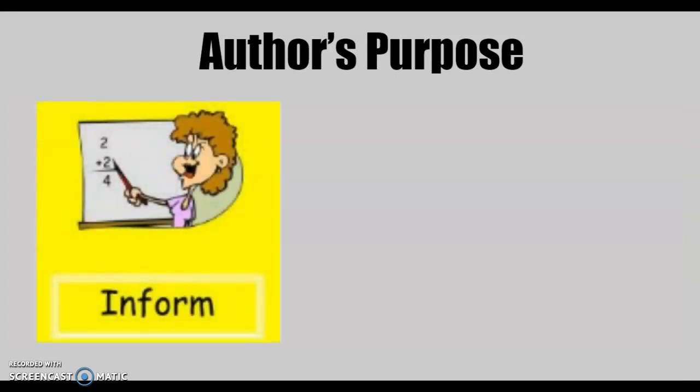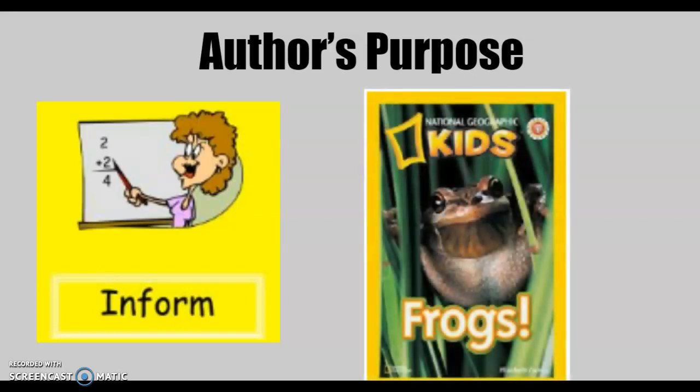Another reason an author may write a book is to inform. This National Geographic book about frogs is a nonfiction book that can teach you about frogs. To inform means to teach. So this book will have a lot of nonfiction information that's all true, that's meant to teach. One purpose that an author may have for creating a book is to inform.